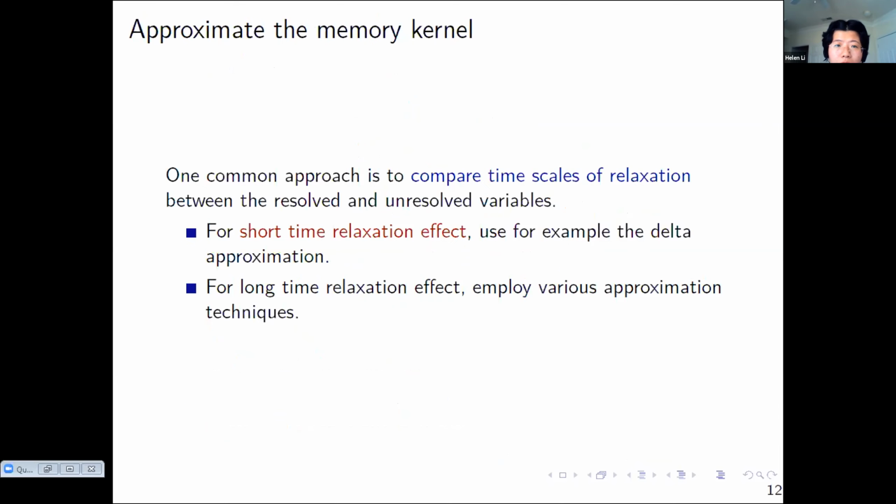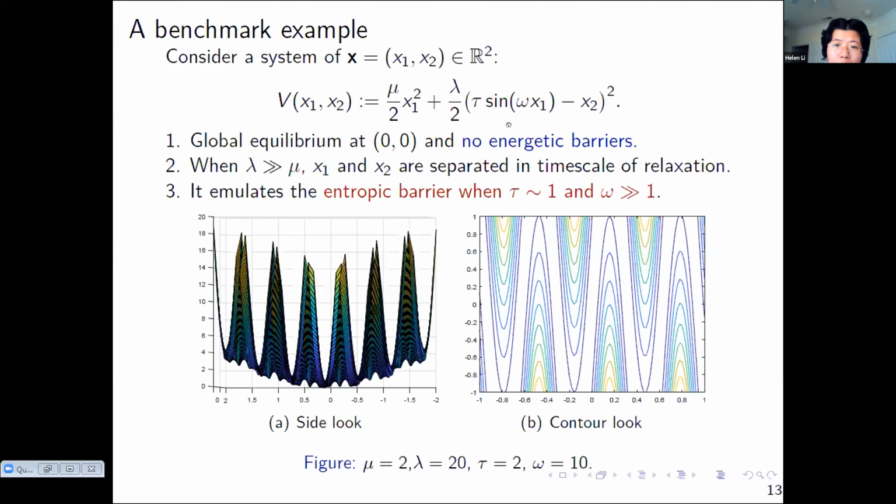Okay, so in this talk, I'm going to talk about how to approximate the memory term. This depends on the time of relaxation. For short-time relaxation, we can approximate the memory term by, for example, a delta approximation. And for long-time relaxation effects, we have various approximation techniques. I'm going to focus on the first, short-time relaxation effect. And the example here is a very simple two-dimensional potential, which is given here.